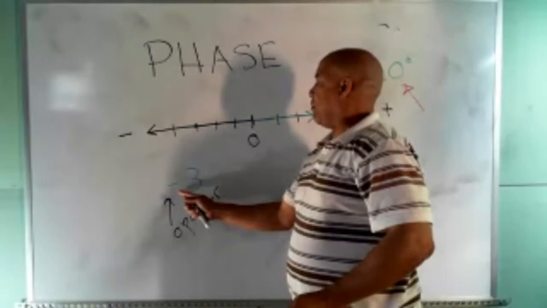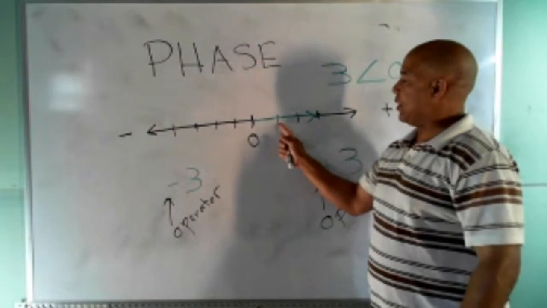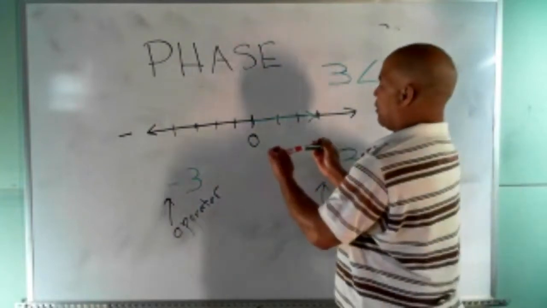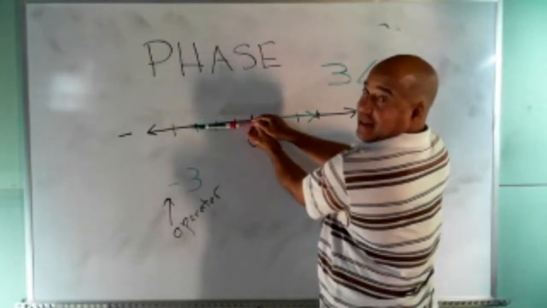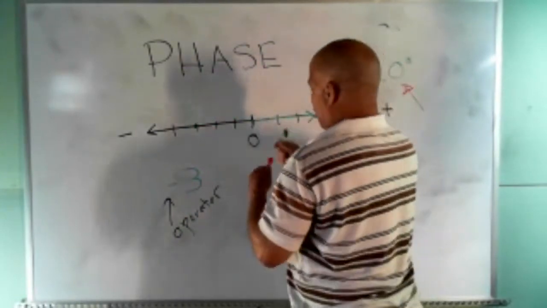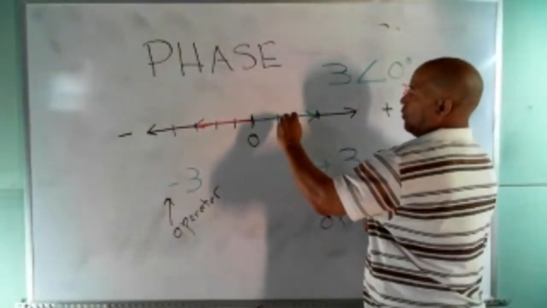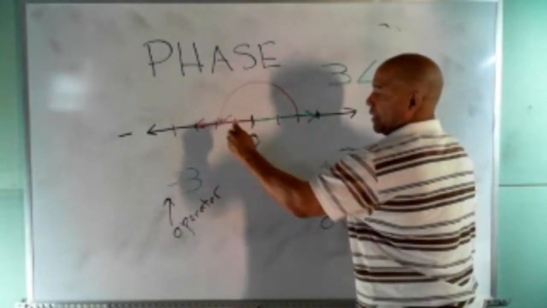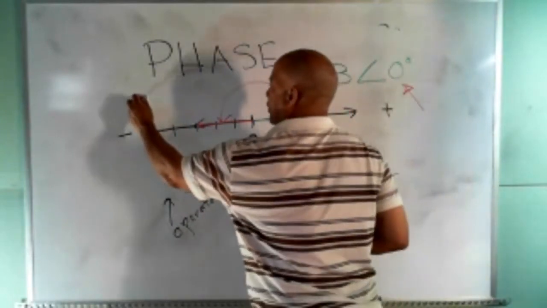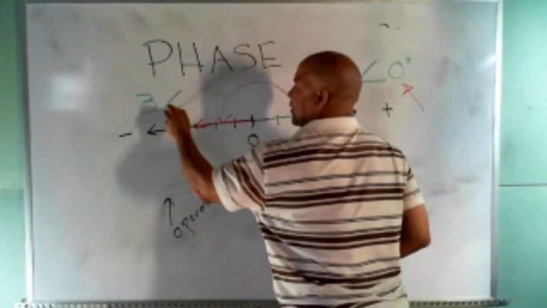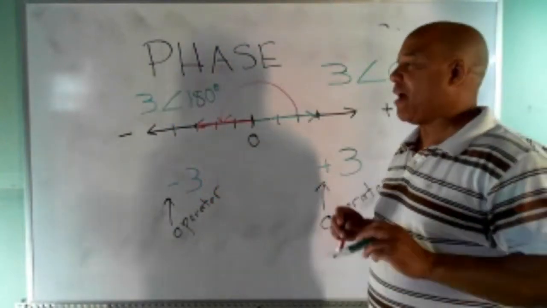If I want to get to this other number, -3, I still go over 3 units, so I go 1, 2, 3 units to the right. But then I take that arrow, that's 3 units, and I move it over like this. And now I'm pointing at the -3. To get it over there, I went over 3, and I had to move it all the way over here. And you know that's 180 degrees. So the way I would write that is, I went over 3 units, but my phase is 180 degrees. So all quantities have phase.